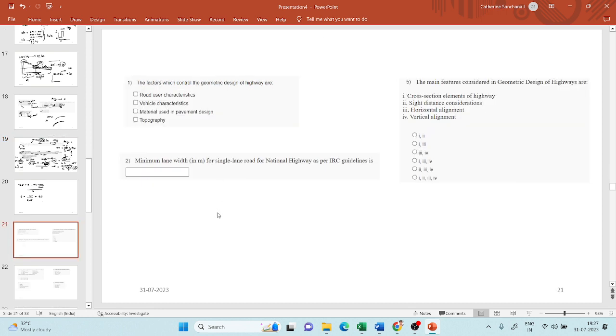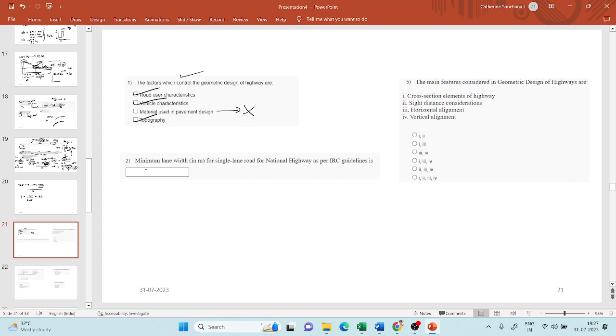Okay. So the factors which control the geometric design are, you know very well, we saw road user characteristics, we saw vehicle characteristics, we saw, did we see material used in pavement design? No, this is in no way going to affect the geometric design of highways. We saw topography. So these three are the answers to this question.